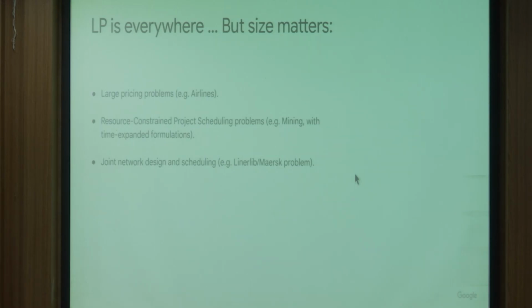So think about the large pricing problem for airlines. You are looking for at least one variable for every flight for some number of periods, and you are also looking at all origin destinations in kind of aggregated historical data. Those are big. Resource constrained project scheduling problems, and when I say that, I'm actually thinking of mining problems, which is quite big in Chile, and that's how we started working on those. And you also have the so-called joint network design and scheduling problem.